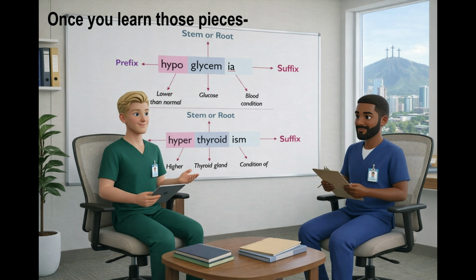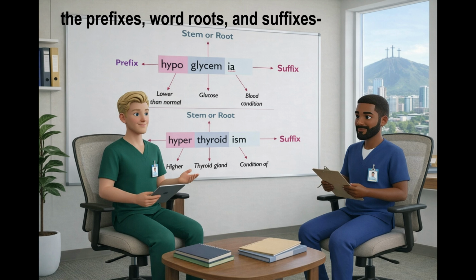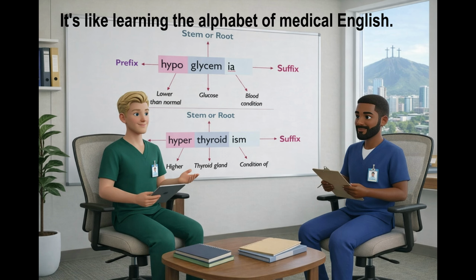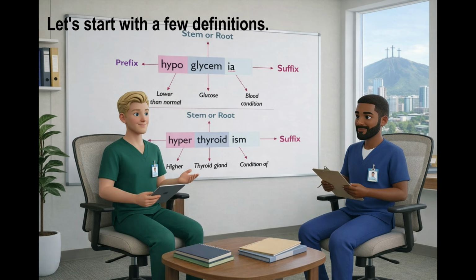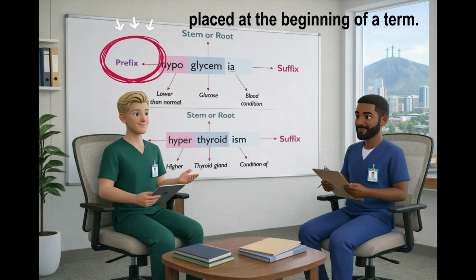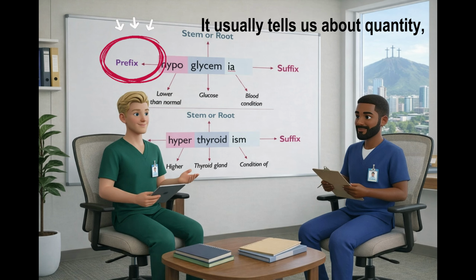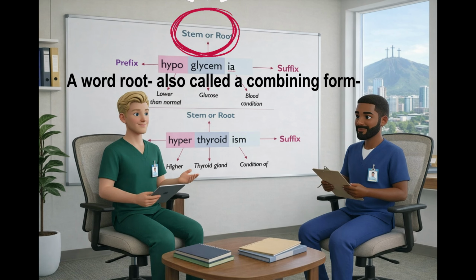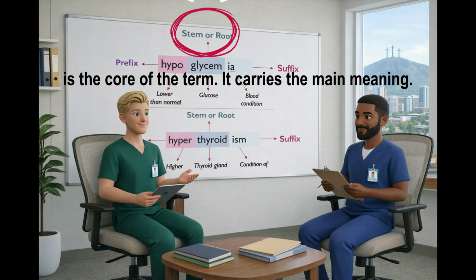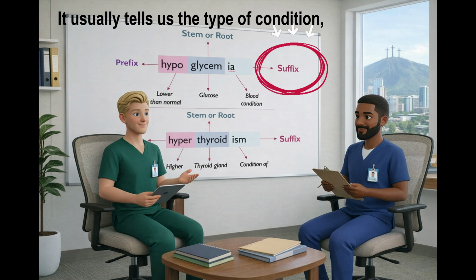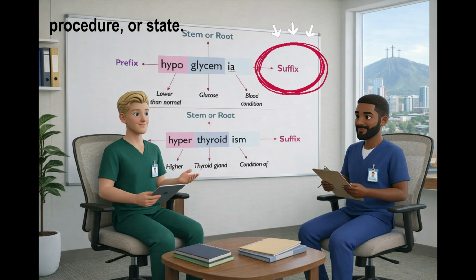Once you learn those pieces, the prefixes, word roots, and suffixes, you can decode hundreds of words you've never seen before. It's like learning the alphabet of medical English. Let's start with a few definitions. A prefix is a word part placed at the beginning of a term. It usually tells us about quantity, location, or condition. A word root, also called a combining form, is the core of the term. It carries the main meaning. And a suffix is the ending of the word. It usually tells us the type of condition, procedure, or state.